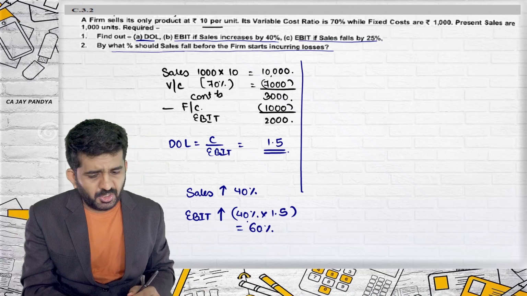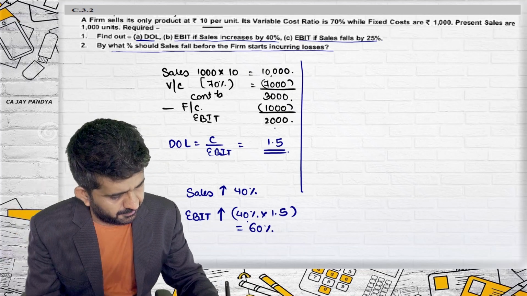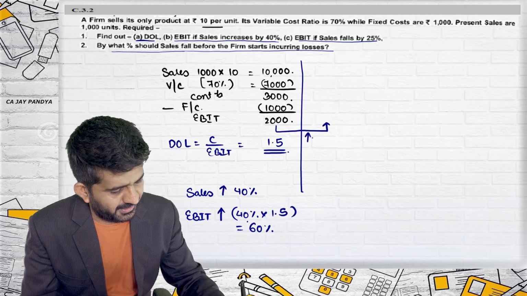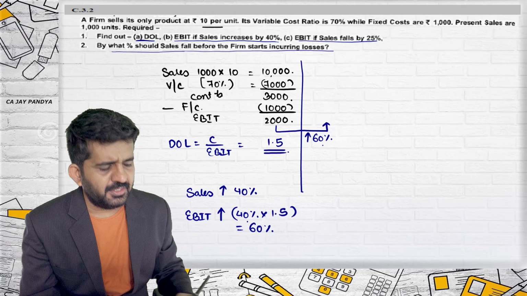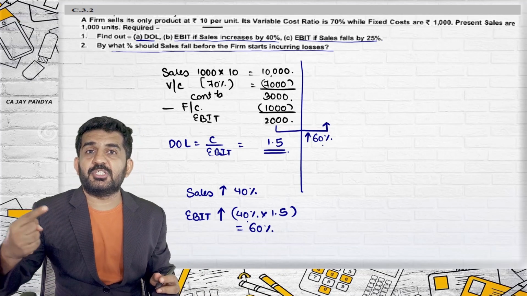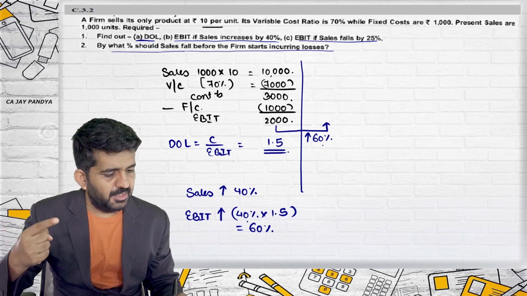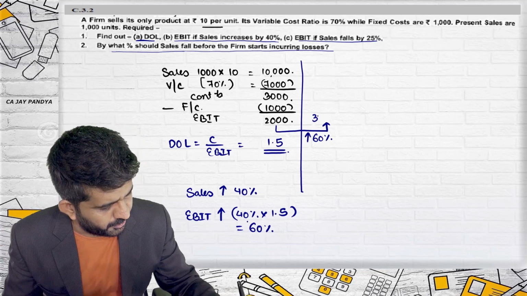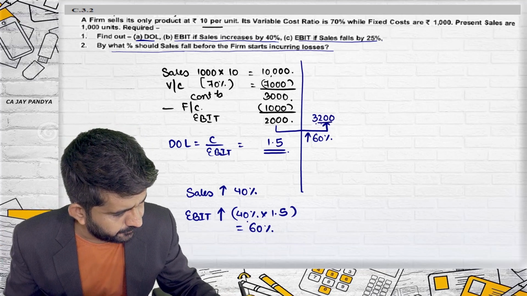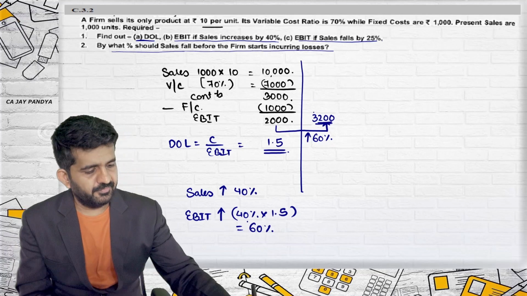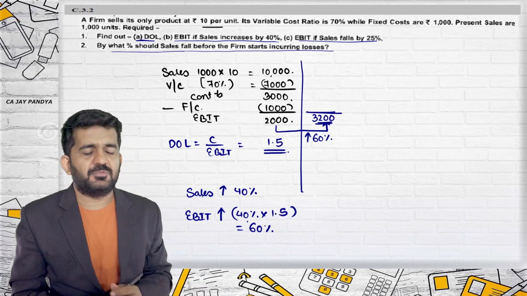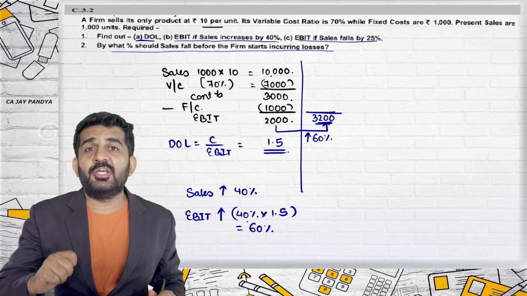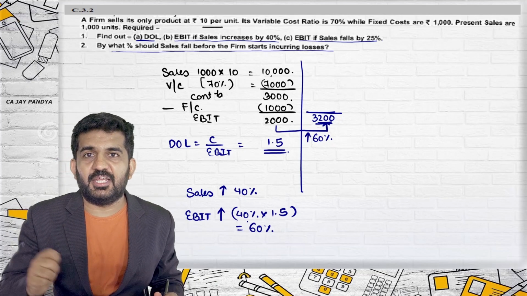Alright. What is current EBIT? Current EBIT is 2000. It will be increasing by 60%. 60% of 2000 is 1200. It will increase by 1200, so it will become 3200. EBIT will become 3200. This is the understanding of degree of operating leverage.